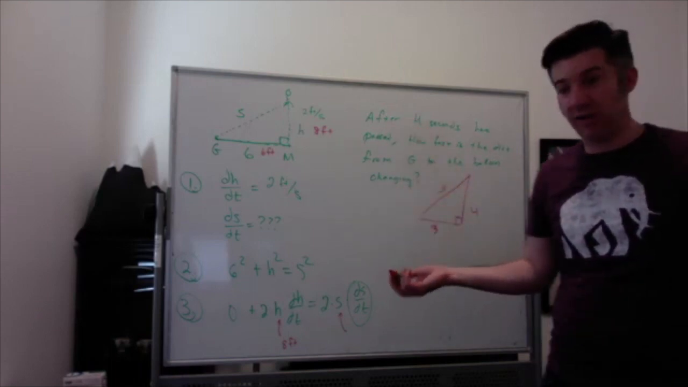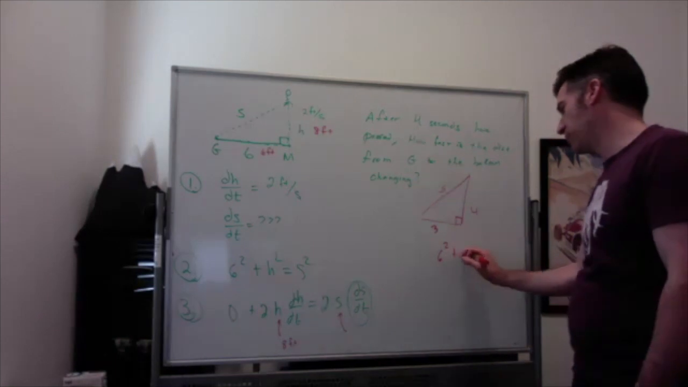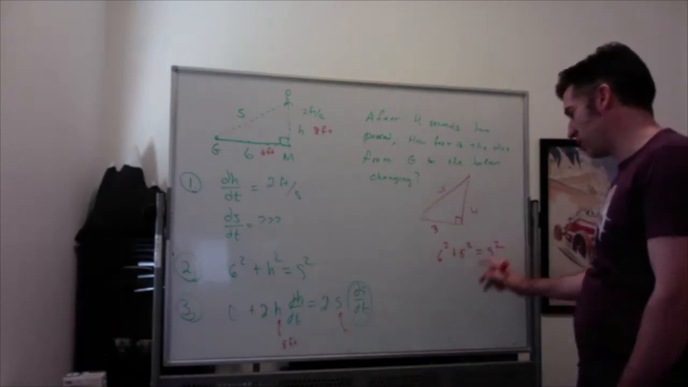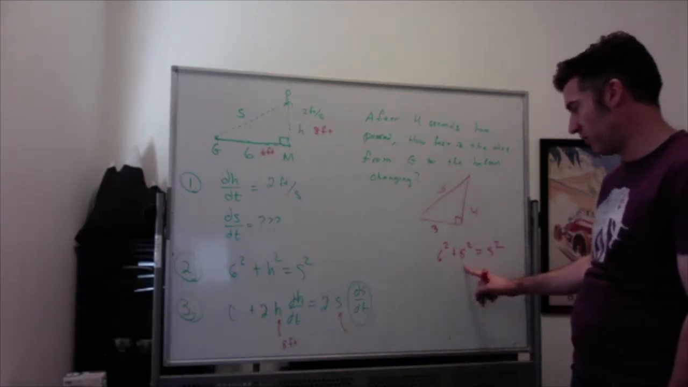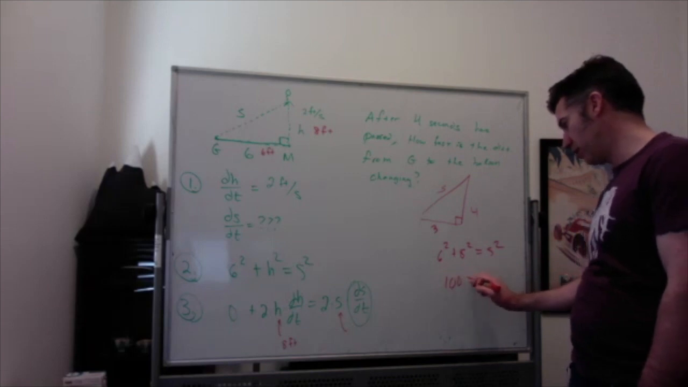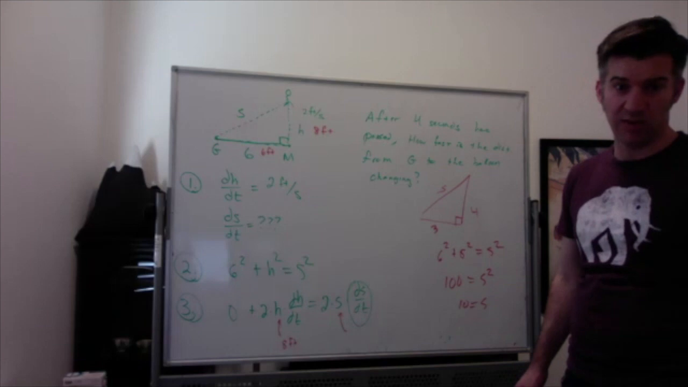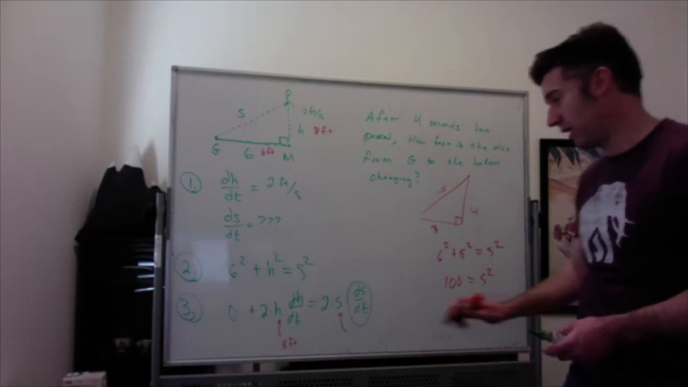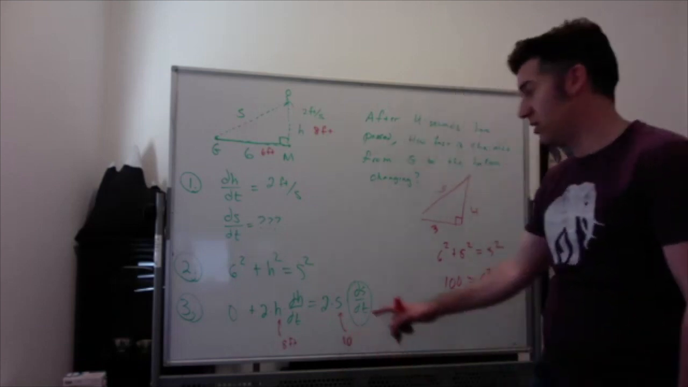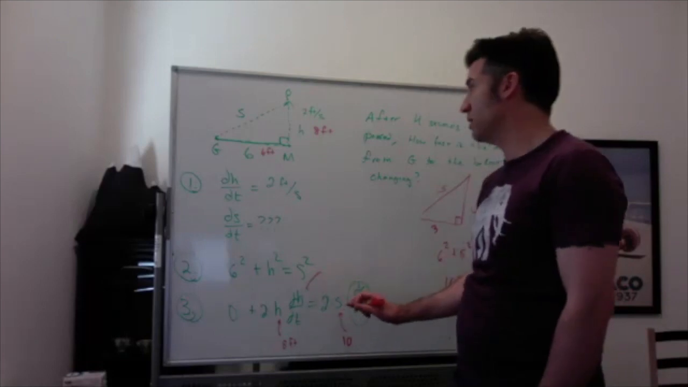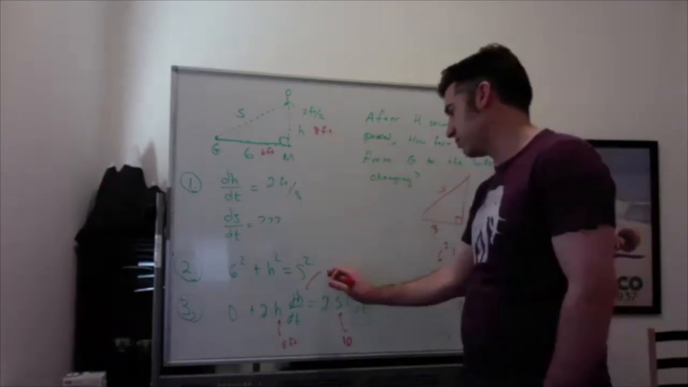Or you could use the Pythagorean theorem. Okay, 6 squared plus 8 squared equals s squared. That's 36, that's 64. So they add up to 100, which means, oh yeah, s is 10. That's another way you could do it. Either way, we get 10 for s. And we know that dh/dt is 2 feet per second.